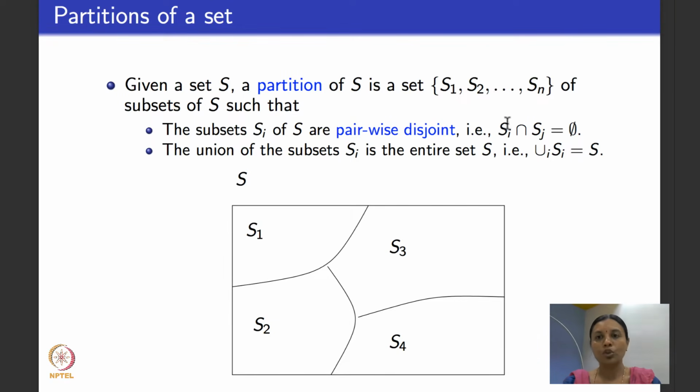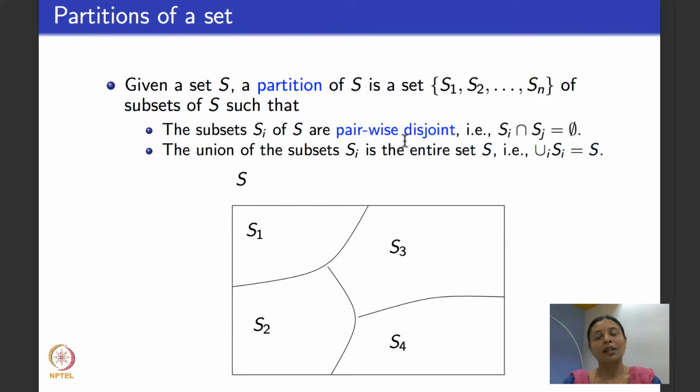That is, they are mutually disjoint. Si intersection Sj is empty. They don't have any elements in common. And put together the union of all the subsets, you get back the entire set. So that intuitively explains the word partition also, right? Partition means I take a set S, divide it into various subsets. The various subsets that I divide it into should satisfy a few properties.